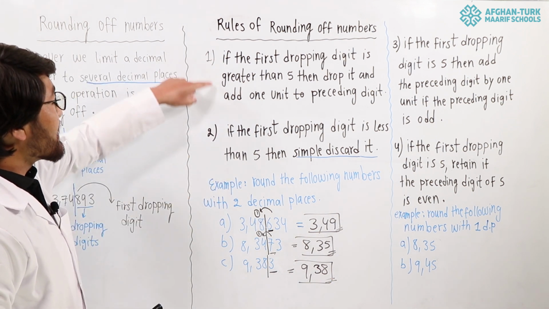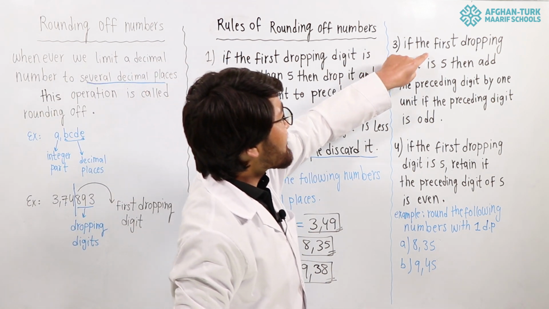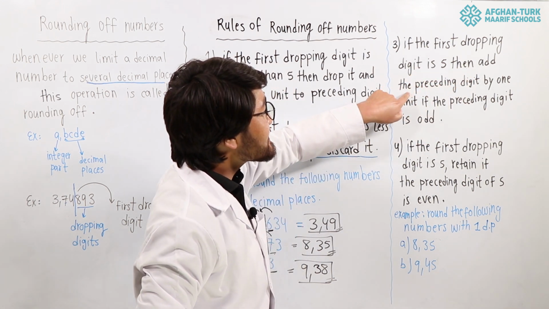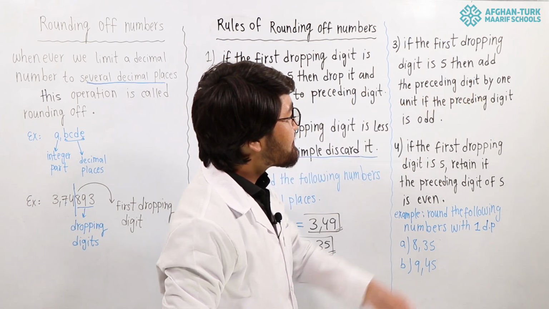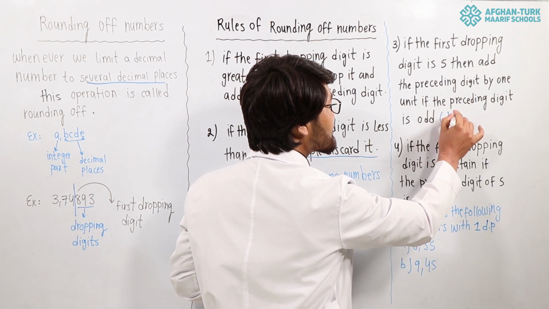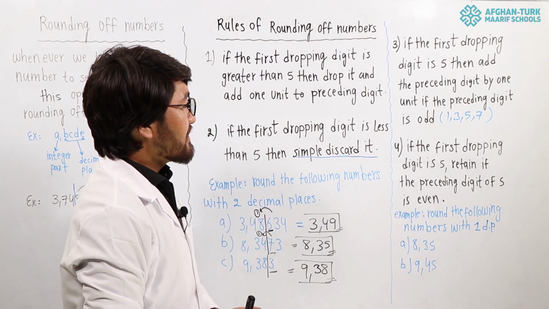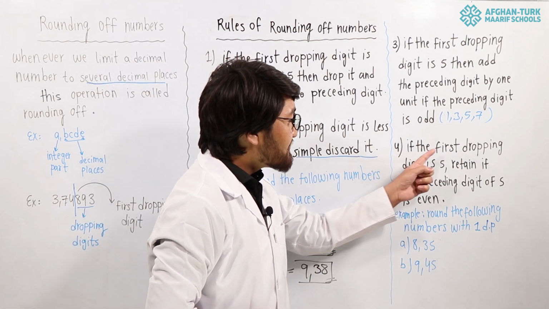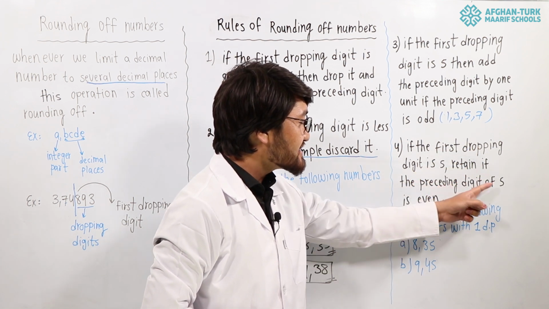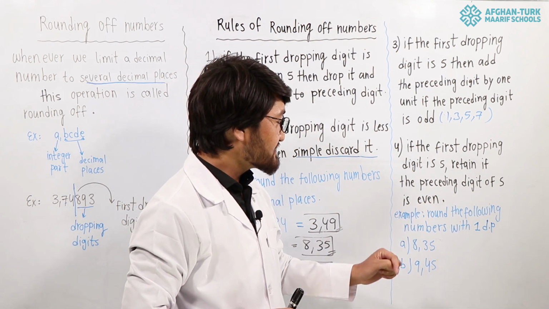These are all about rule number 1 and rule number 2. Come to rule number 3. If the first dropping digit is 5, then add 1 unit to the preceding digit if the preceding digit is odd. You know odd? It means 1, 3, 5, 7. These are all odd numbers. Okay, rule number 4. If the first dropping digit is 5, and the preceding digit is even, you know even, 2, 4, 6.